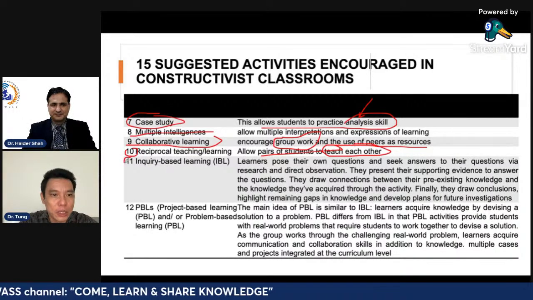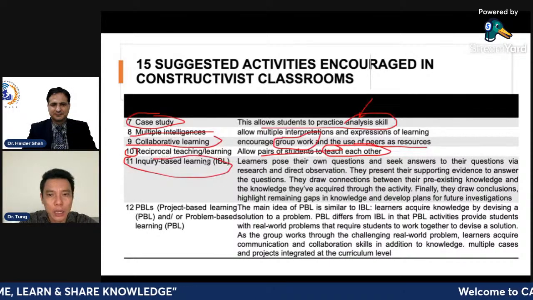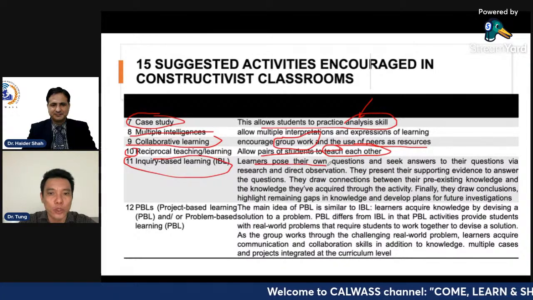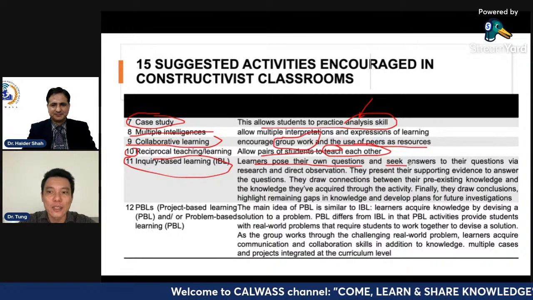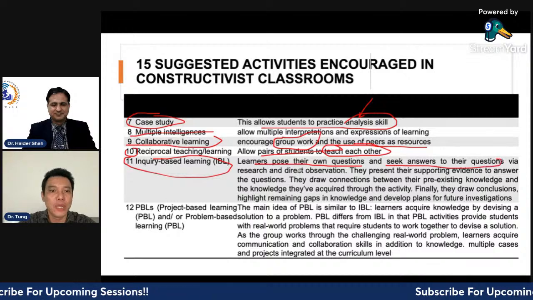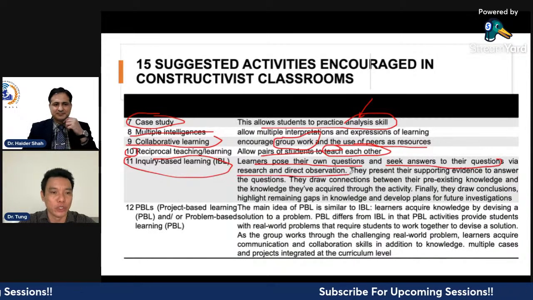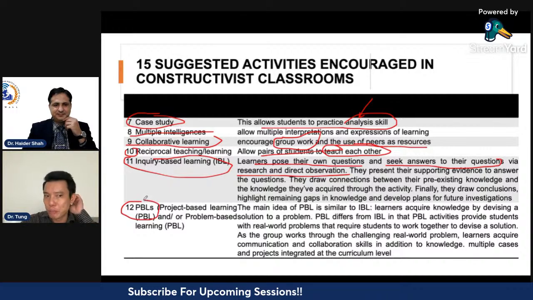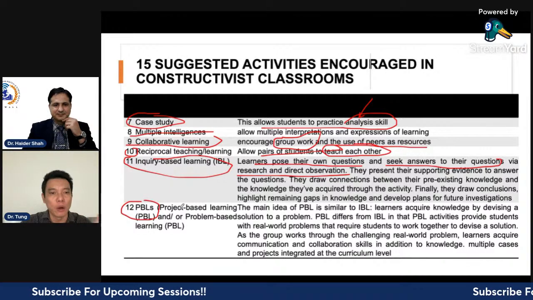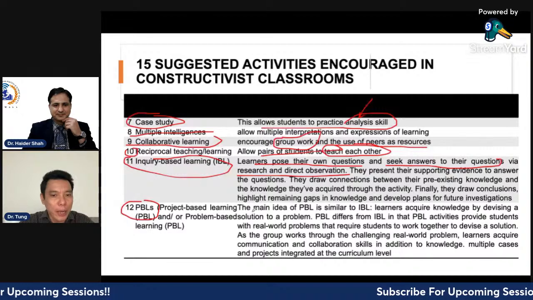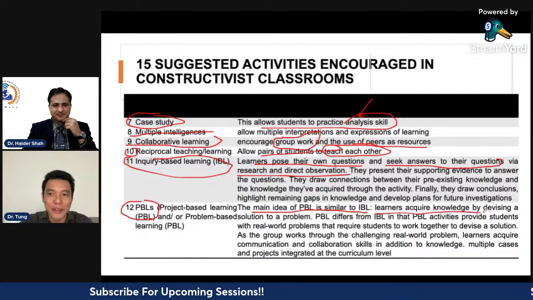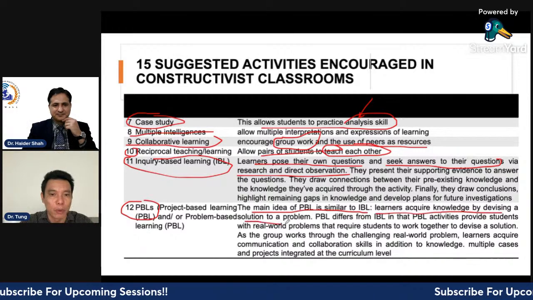Number 11 is inquiry-based learning. Inquiry-based learning is about learners posing their own questions and seeking answers to them via research and direct observation. Number 12, PBL, which I like the most. PBL is project-based learning or problem-based learning. The main idea of PBL is similar to IBL, that learners acquire knowledge by devising a solution to a problem.